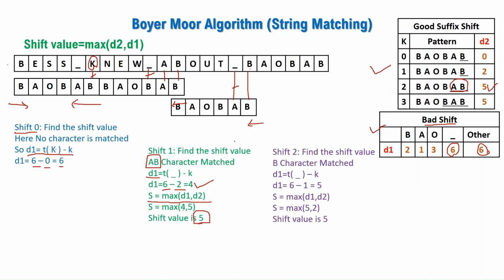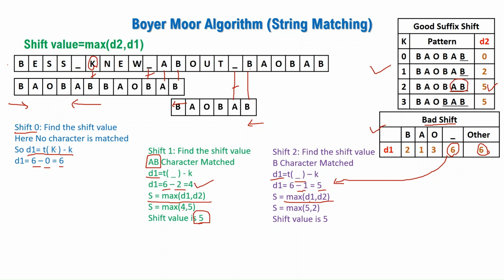If a character is not matched, first calculate the D1 value. Which character is not matched here? The underscore character is not matched, which means the shift table value of this underscore is 6. I have taken 6 here. And how many characters matched here? One character matched. What is that one character? It is written here. So 6 minus 1 is 5. And again you check which value is greater.